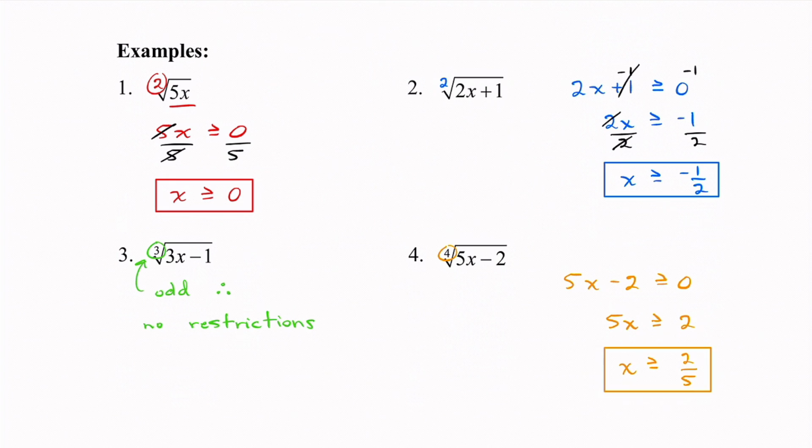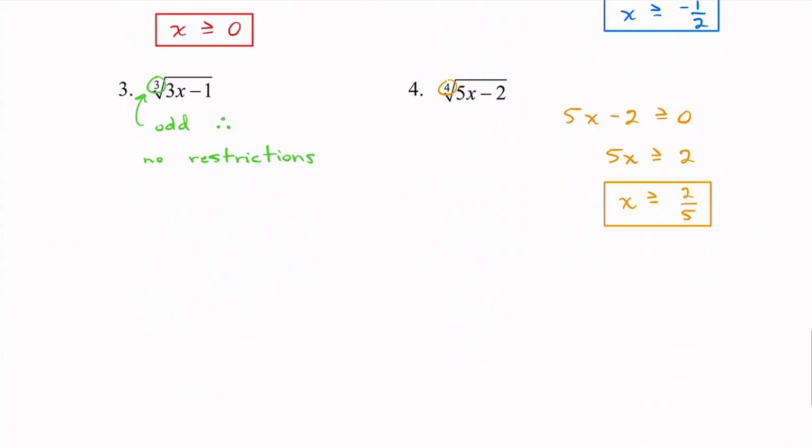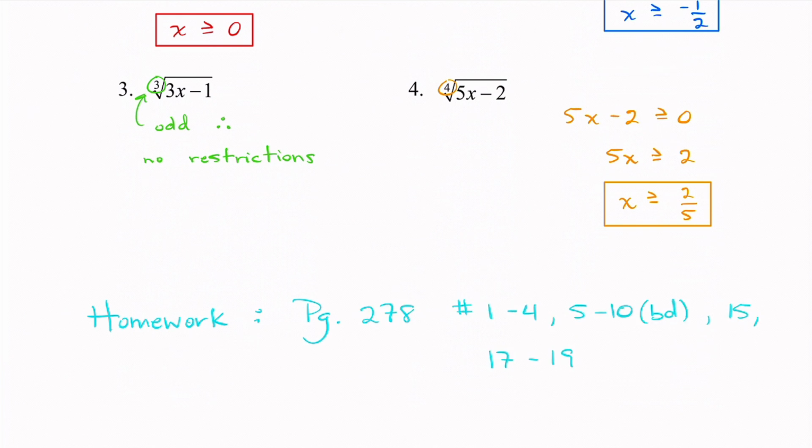So that was our last practice example for our restrictions. At the bottom here now, I'm just going to write out our textbook questions. And one final note here, for questions 5 to 10, you're just doing parts B and D.